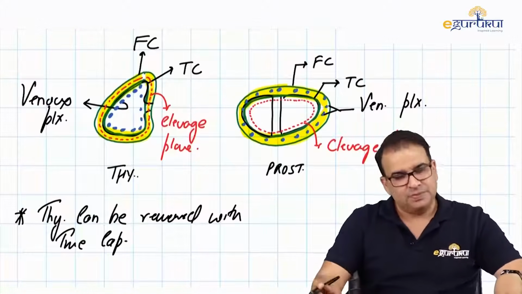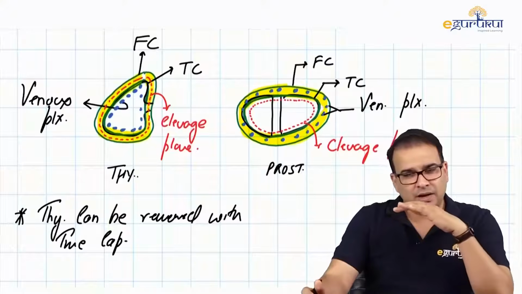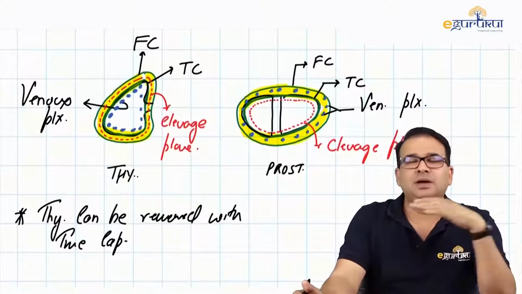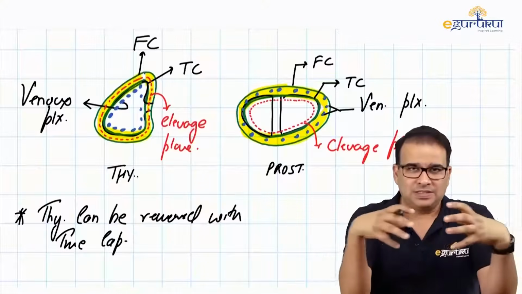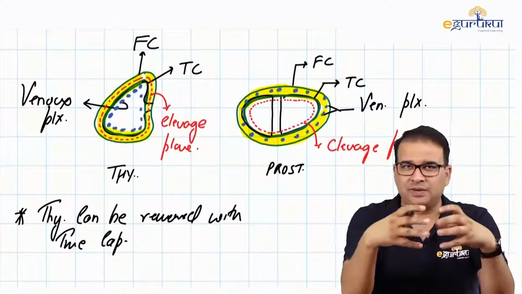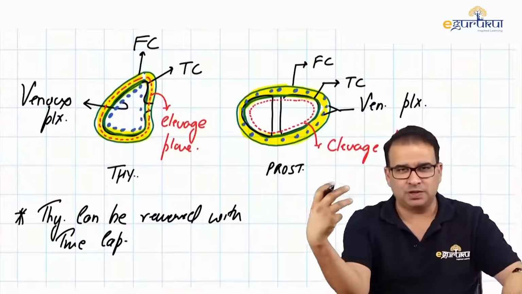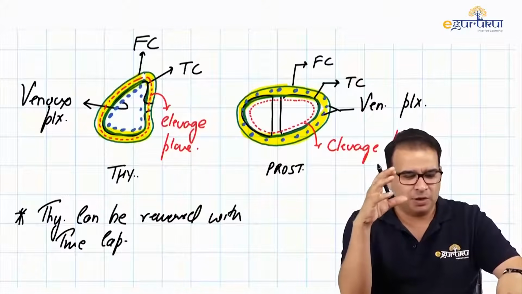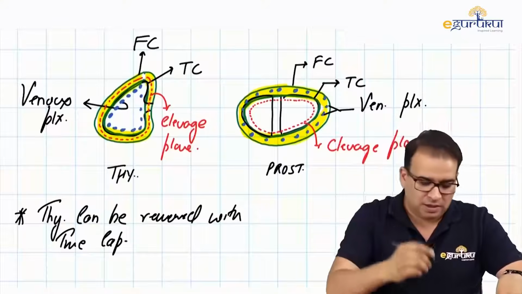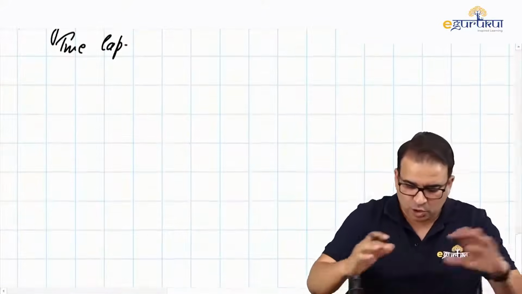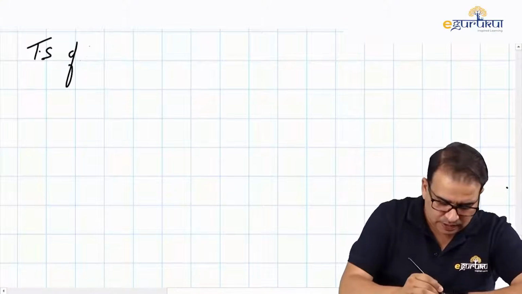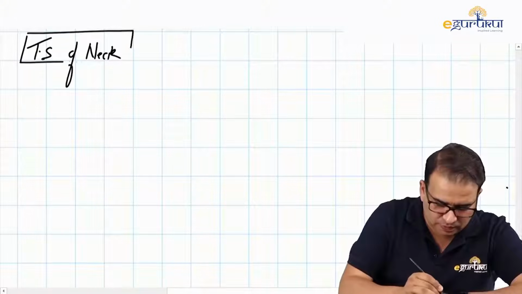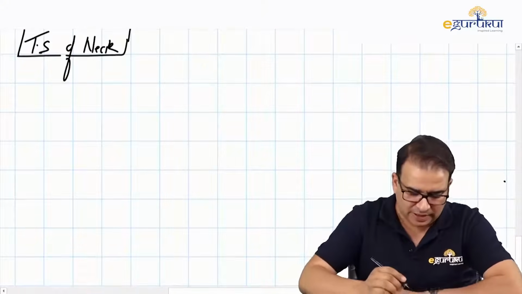Now we come on to the relation part. We already discussed the transverse section of the neck region, in which we saw that the thyroid gland is covered with the pretracheal layer of deep cervical fascia, and we saw that the carotid sheath was present posterior to it. So we can use the same kind of diagram again to understand better the relations of the thyroid gland. I'm not going to draw the entire transverse section. So let's take the TS of the neck and we'll find out what are the relations of the thyroid gland.